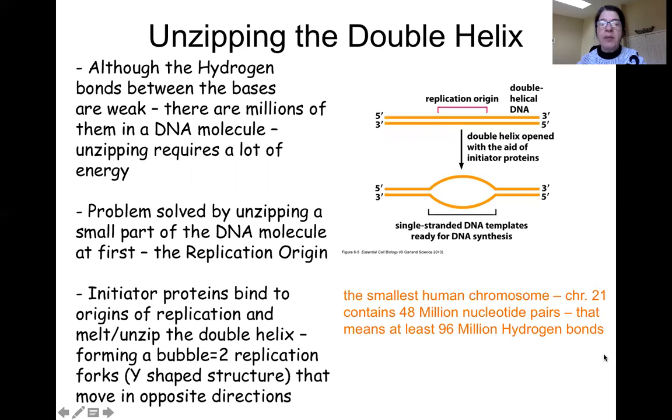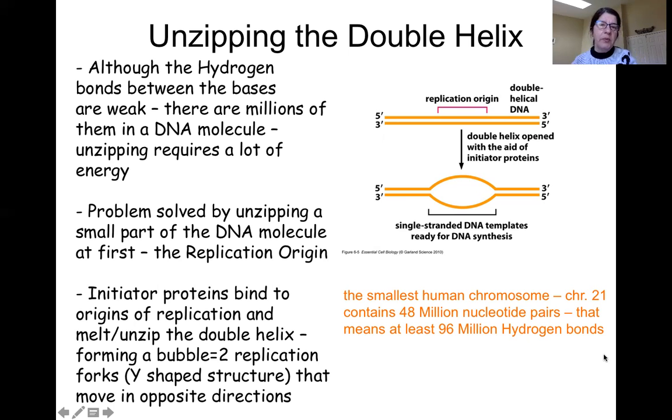And as an example here, I'm going to give you that human chromosome 21 is the smallest of all human chromosomes, and it contains 48 million nucleotide pairs. So even if we assume they're all A and T, that is 2 hydrogen bonds per pair, that is at least 96 million hydrogen bonds that need to be broken in order to unwind chromosome 21.